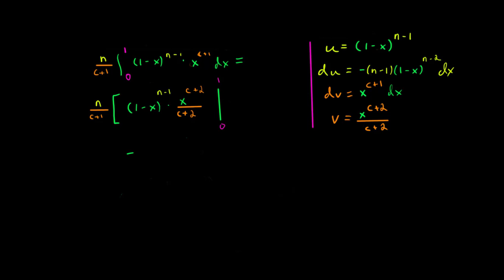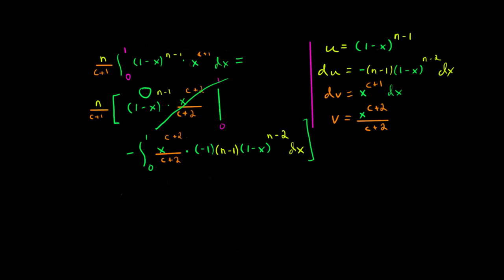equals 0, minus the integral of v du, so minus the integral from 1 to 0 of x to the c plus 2 over c plus 2, times negative 1 times n minus 1 times 1 minus x to the n minus 2 dx. And I'm just going to close brackets around that expression there. And so when we do this, we'll find that that first term again evaluates to 0 when we plug in x equals 1 and x equals 0 at the boundaries there.